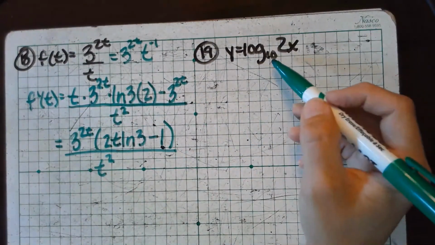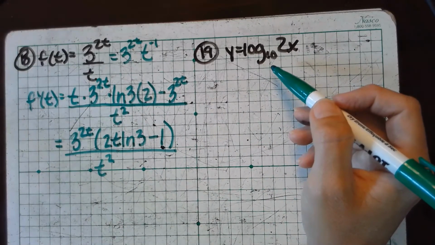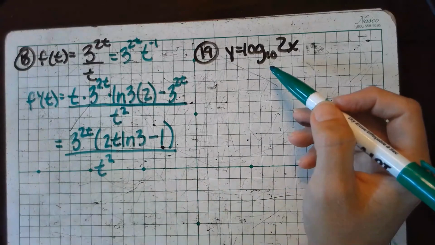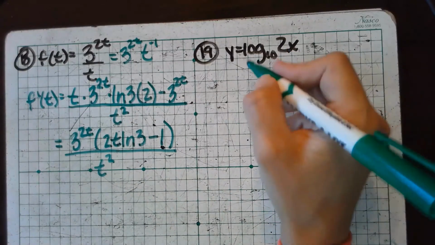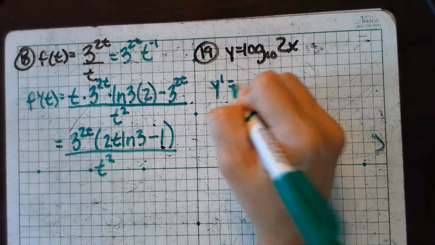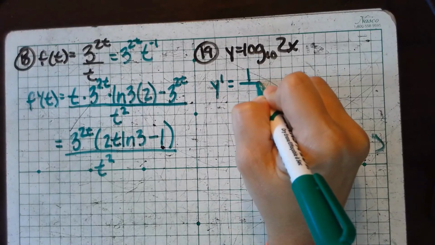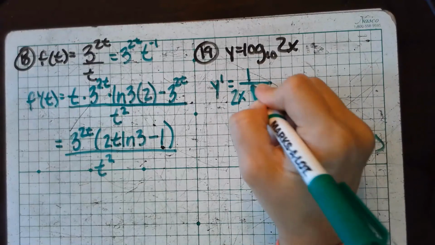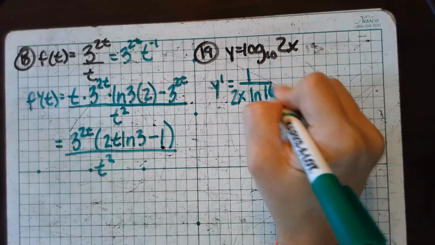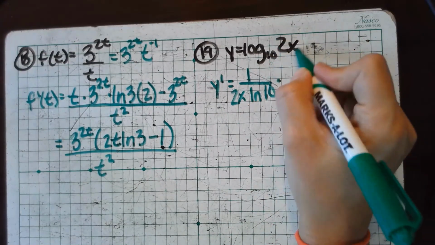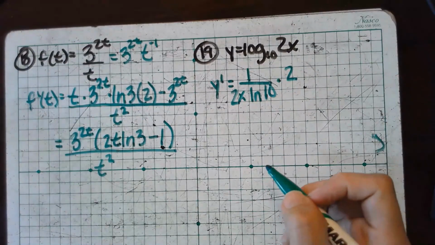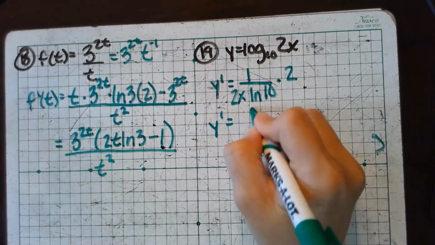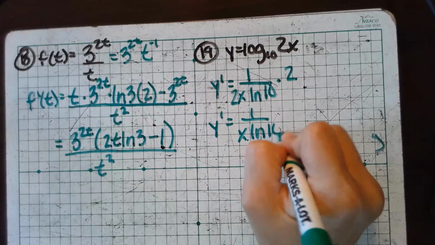All right, now here I have a log. Okay, so let's just recall how we do logs. All right, it's 1 over 2x, whatever's sitting here, 2x, the ln of that base right there, times the derivative of that, which is 2. When I go to clean it up, I get 1 over x ln of 10.